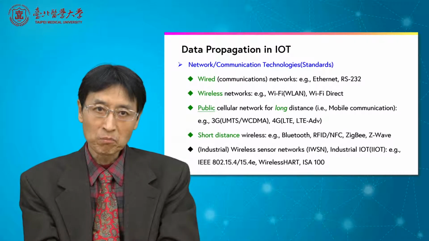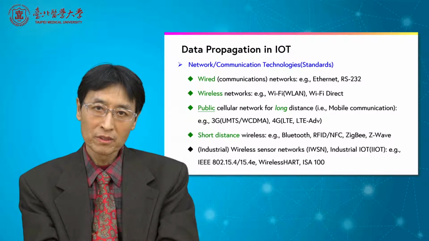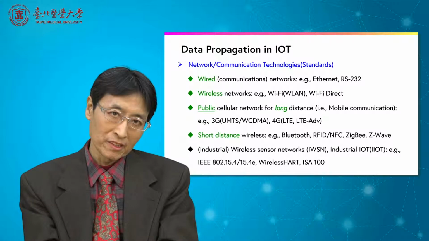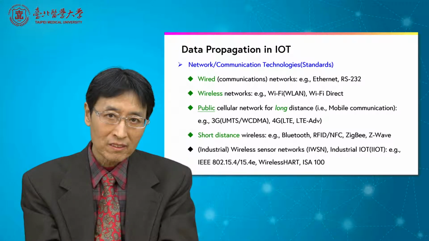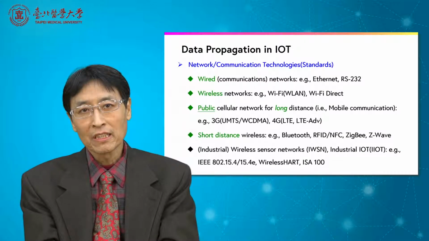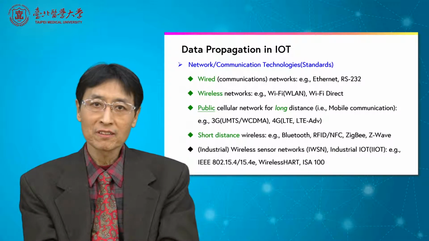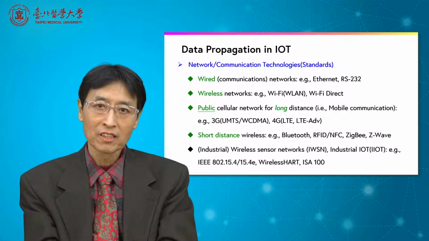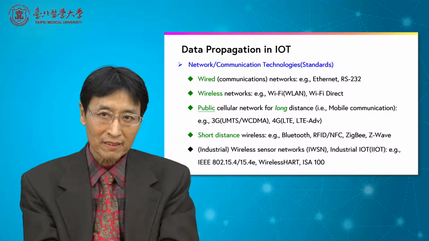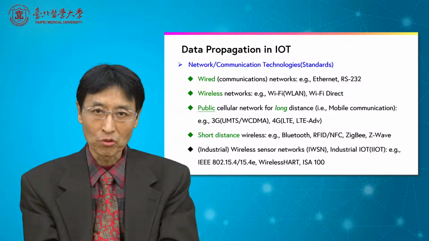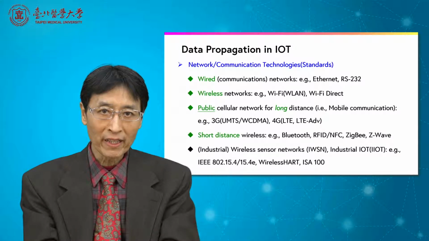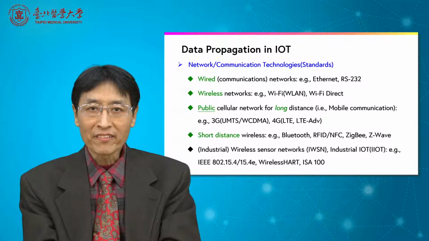The next one is the public cellular network. This is basically what we mean by mobile communication, for long distance, including 3G, 4G, and the future 5G. The last one is short distance, like Bluetooth, RFID, the example we just explained, and Zigbee, Z-Wave, and so forth. You will see the three technologies, Wi-Fi, mobile, and Bluetooth, are underlined.